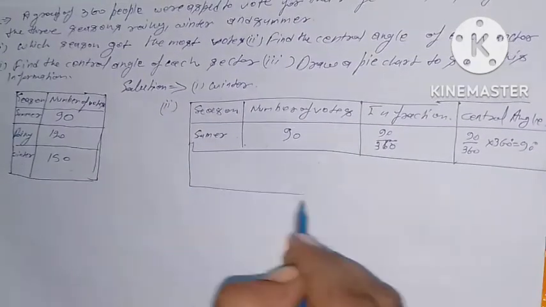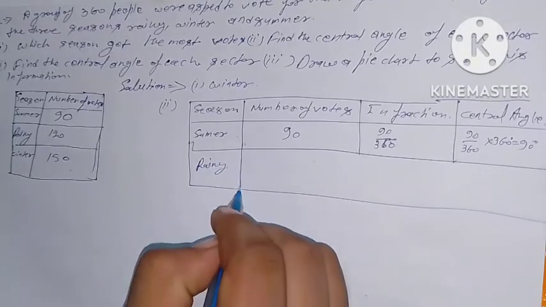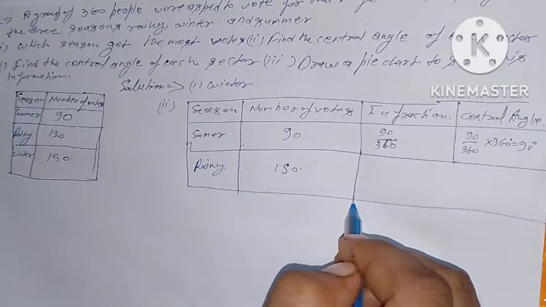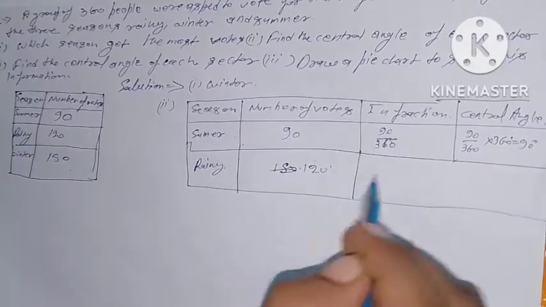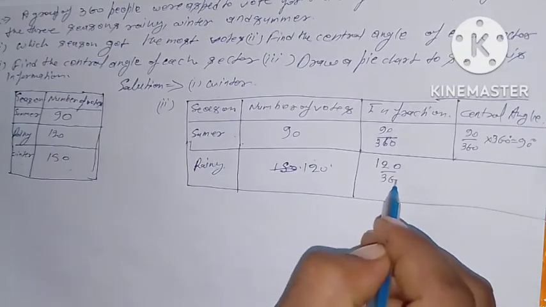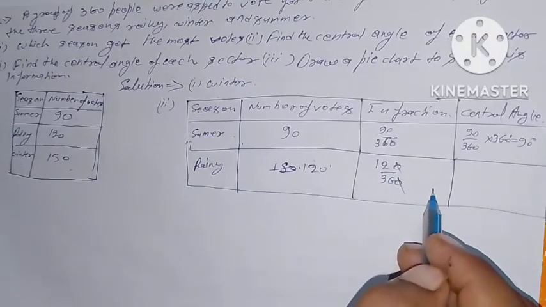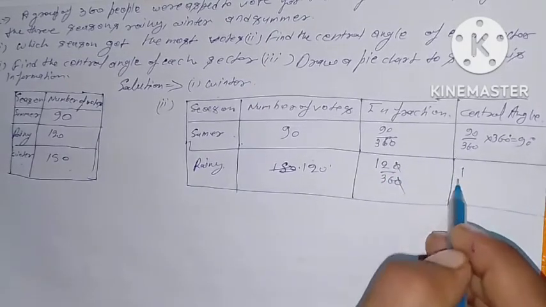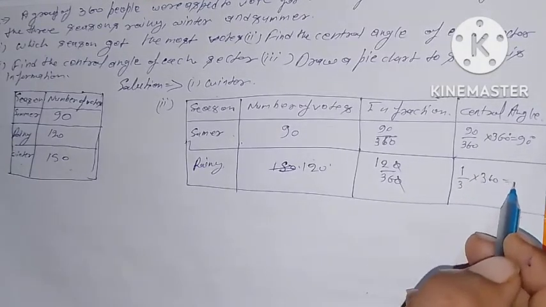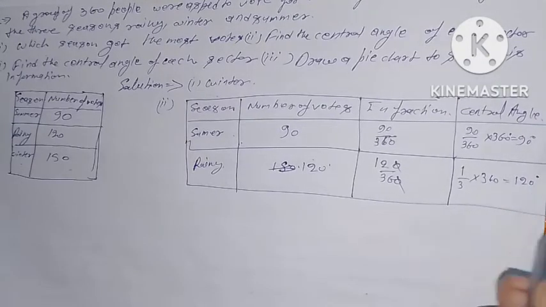And second is rainy season. In rainy season, the number of votes is 120. Then the fraction is 120 upon 360. This cancels out, and 1 upon 3 multiply 360 equals 120 degrees. Okay.